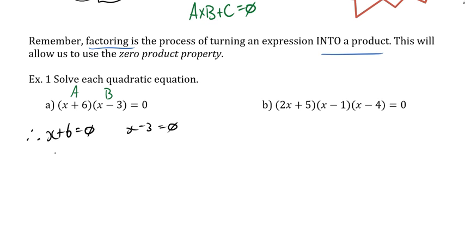So this is where I've used my 0 product property to say either the first bracket or the second bracket is 0. Now I have 2 simple little linear equations solved. So either x equals negative 6 or x equals positive 3.